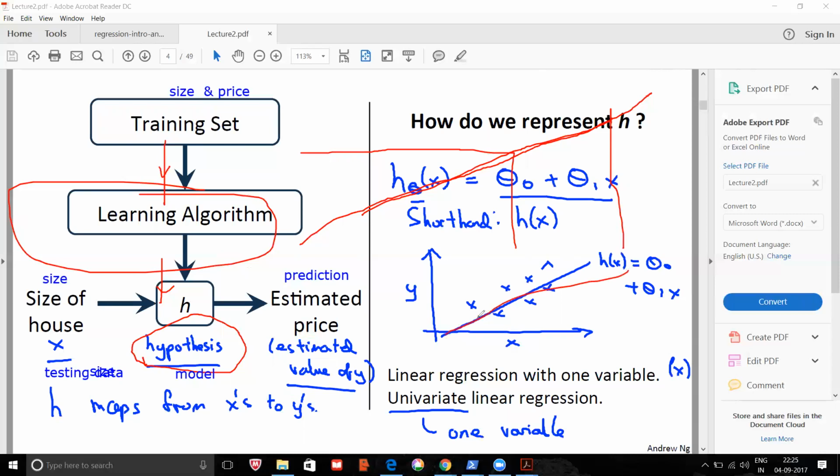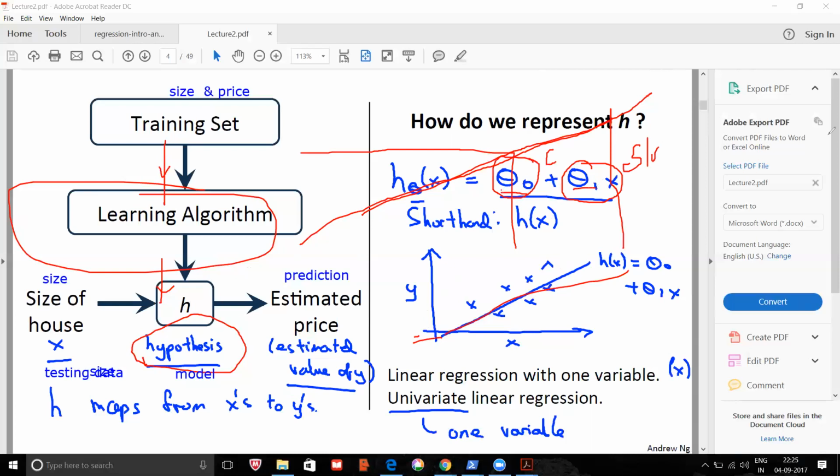What is the formula of a straight line? y is equal to mx plus c. In Andrew Ng's world, theta 0 is your intercept, that is c, and theta 1 is your slope. The slope is this slope, and the intercept is wherever the line intercepts the y-axis. In this case it is minus something. So this is the equation of this straight line. To find the straight line, you have to find theta 0 and theta 1.